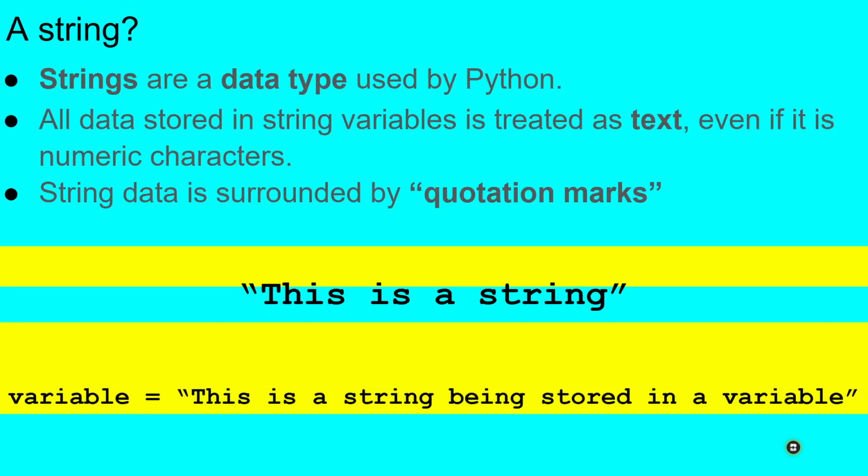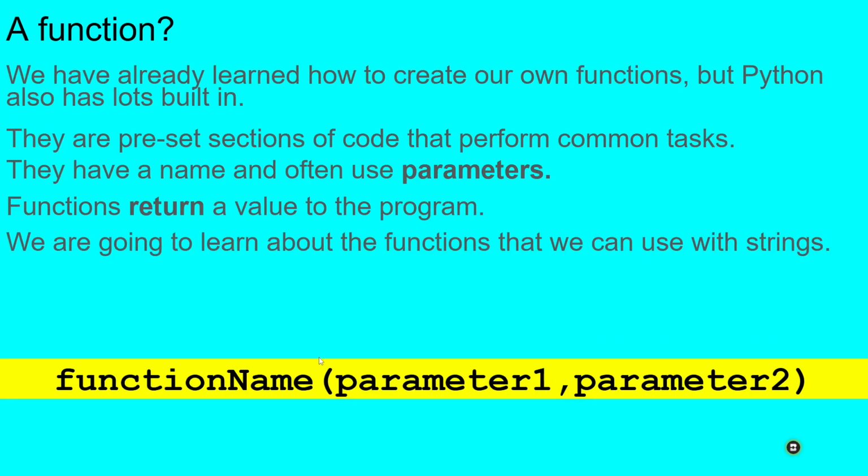So some theory. What is a string? As we know before, it's still a data type from Python, and essentially all data gets stored in a string and is treated as text, even if that data is a numerical character. So the string data is then surrounded by quotations, so wherever you see it, it will always resemble this. So this is a string, and whenever you create a variable, it would be the variable name equals whatever the string that you want, surrounded by quotations.